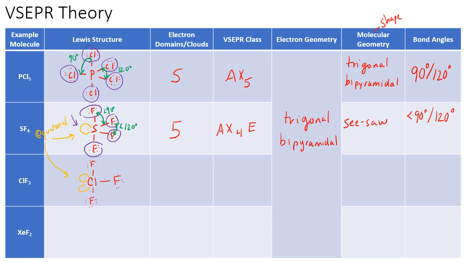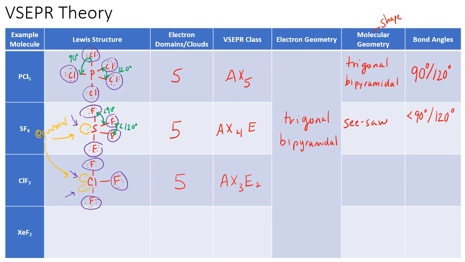Our number of electron domains, we've got 1 bonding, 2 bonding, 3 bonding. We've got 2 non-bonding domains now, so 5 electron domains. The way we represent the VSEPR class for any molecule that falls within this shape would be AX3E2. Still trigonal bipyramidal for the electron geometry.